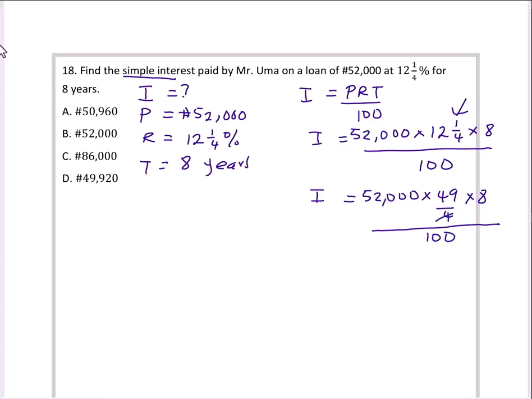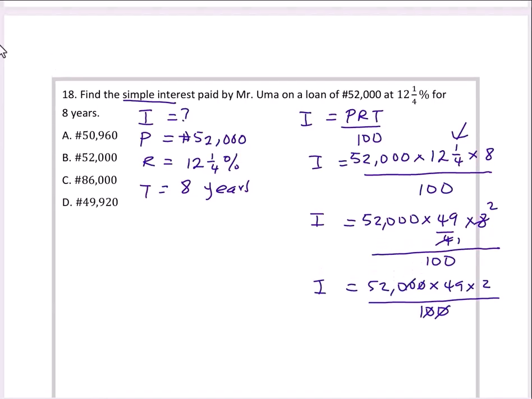Okay, so 4 here is 1 and 4 here is 2, so that becomes I is equal to 52,000 multiplied by 49 multiplied by 2. So that makes things way easier for us. So this is 100. Cancel out these 2 zeros. So we are going to be left with 520 multiplied by 49 multiplied by 2. So let's do 520 multiplied by 49.